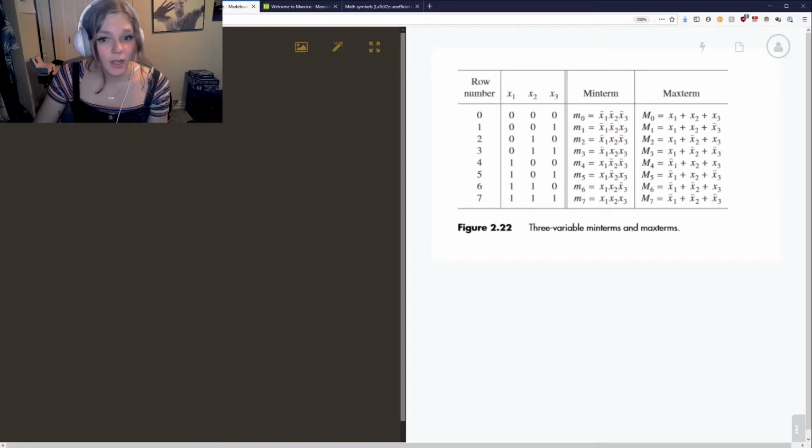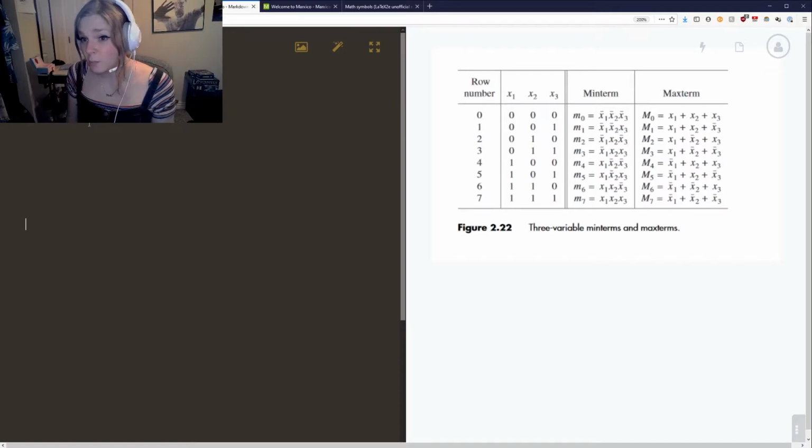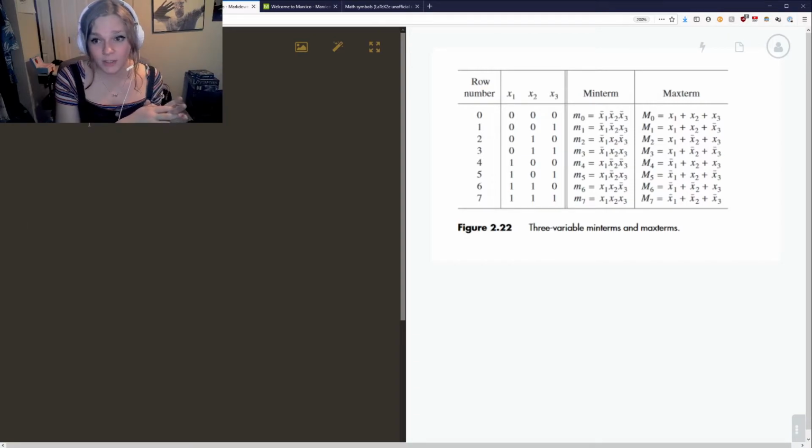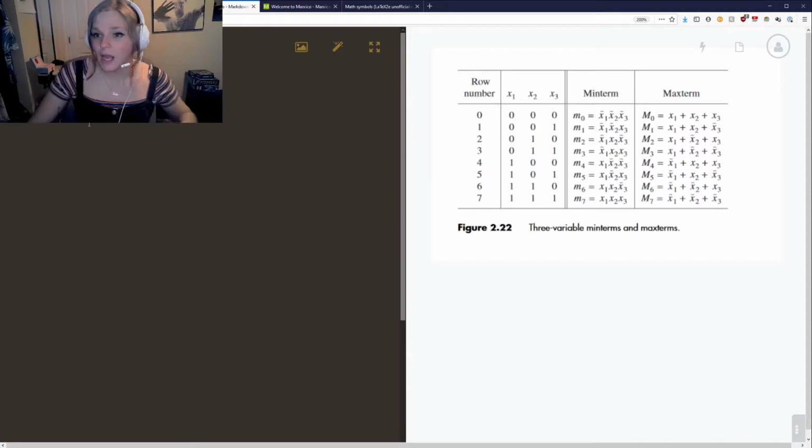The max terms are actually pretty useful because they lead us to a format that we can take from a truth table and convert to what is called product of sums form. That is a format of a Boolean equation where we can take our truth table and turn it into a product of sums, and you'll see exactly what I mean by that in a second. I also want to show you how to convert between the symbol and the expression.